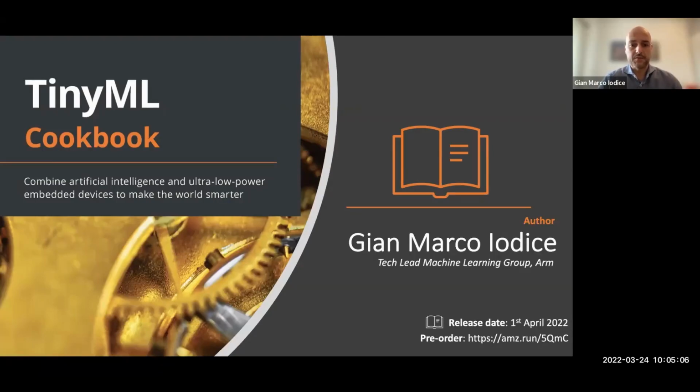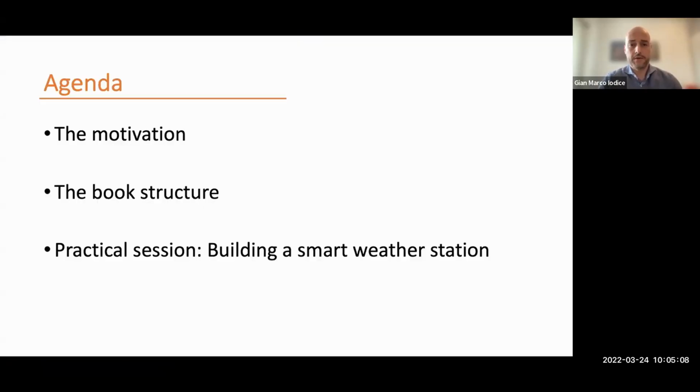So let's start. As Andrew said before, the agenda is like this. I'm going to explain why I decided to write the book, the book motivation. After that, I will jump to the book structure, and in this section I'm going to talk about the chapters of the book, presenting what the reader will learn and do in each chapter. And after that, we will have a practical session where I'm going to show chapter number 3, where the project is a smart weather station for forecasting the snow.